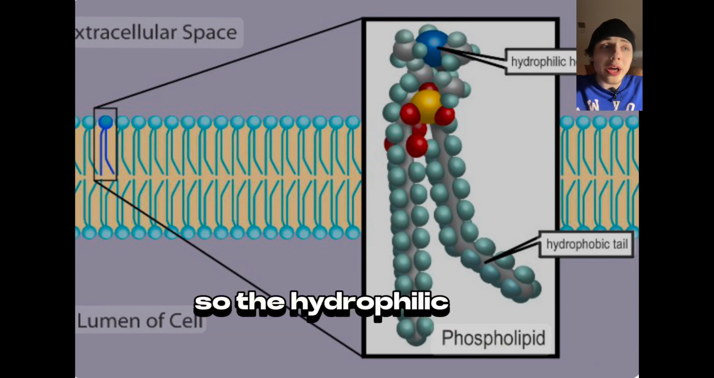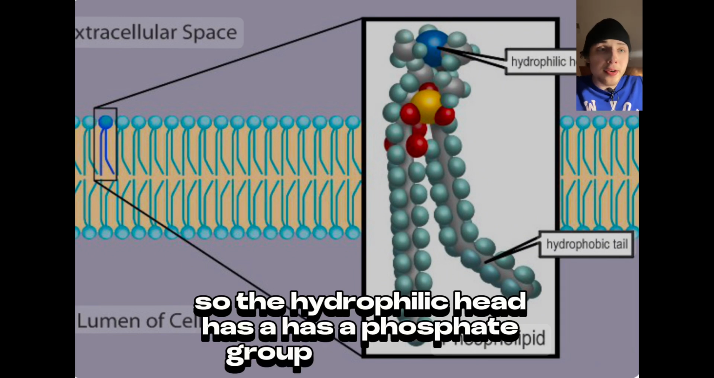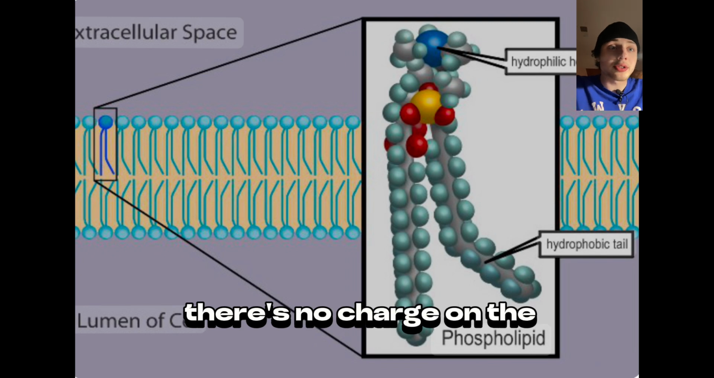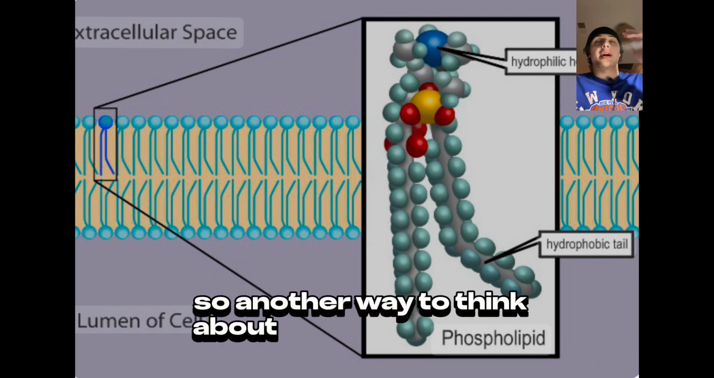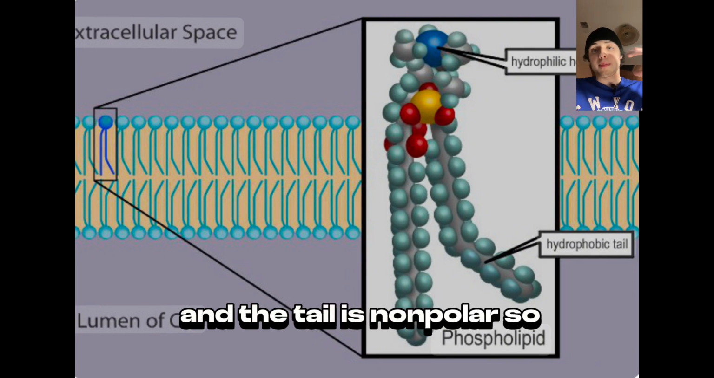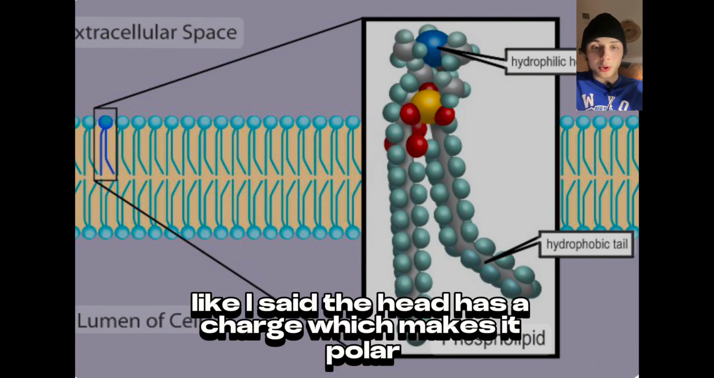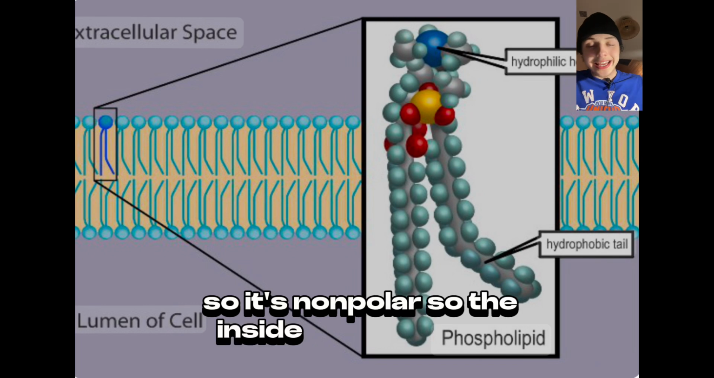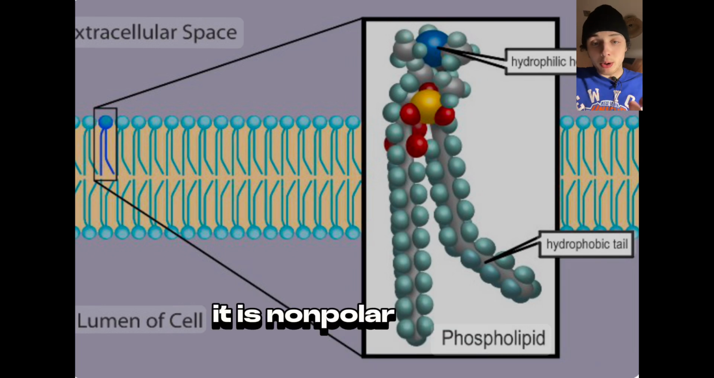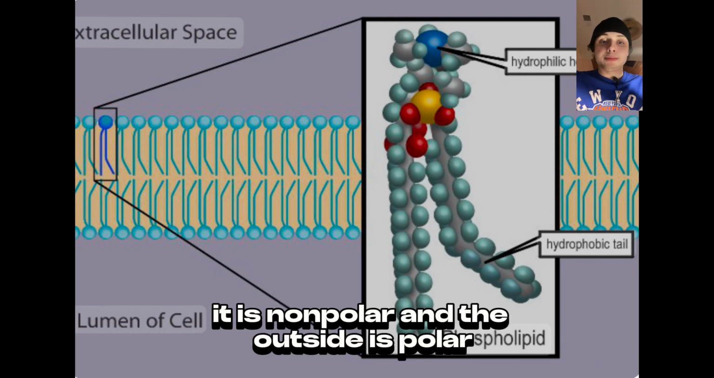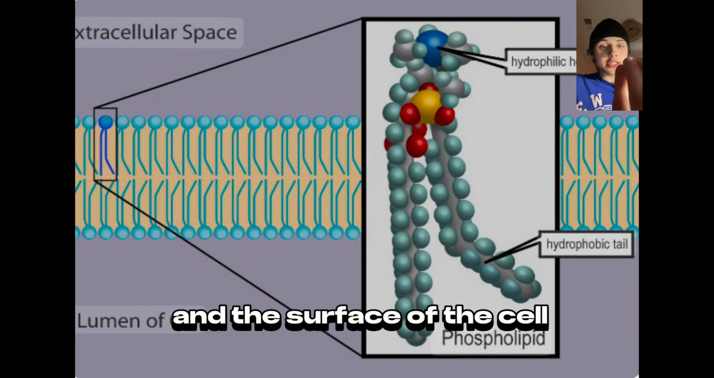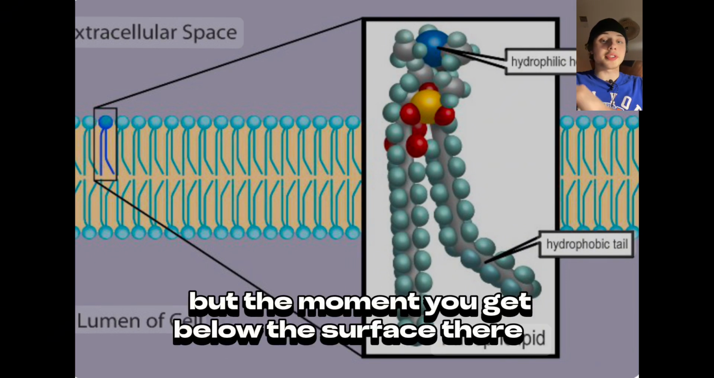So the hydrophilic head has a phosphate group on the outside, and that's what gives it the charge. There's no charge on the inside, so another way to think about this is the head is polar and the tail is nonpolar. So basically, like I said, the head has a charge which makes it polar, the tail doesn't, so it's nonpolar. So the inside of the cellular membrane is nonpolar, and the outside is polar. So these phospholipids line up, and the surface of the cell membrane has a charge, but the moment you get below the surface, there is no charge.